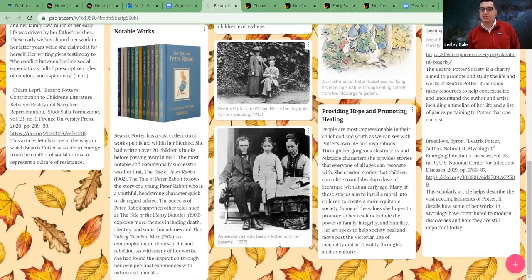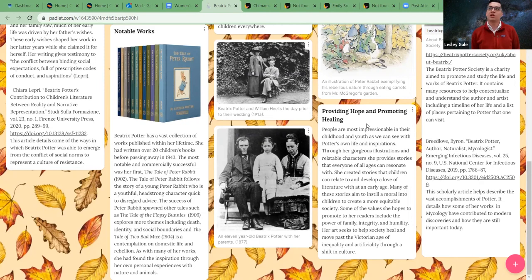kinds of things. And just really quickly, I would like to touch on how she relates to this year's theme of Women's History Month, which is providing hope and promoting healing. Beatrix Potter was a children's literature author, and with her story, she sought to change, to shift culture and how we viewed society.